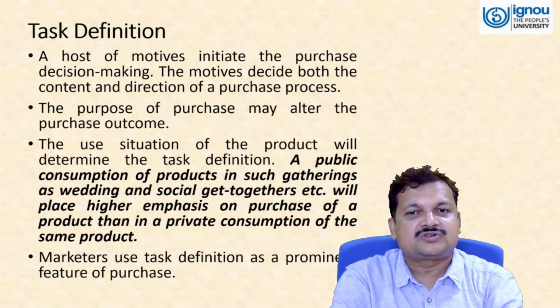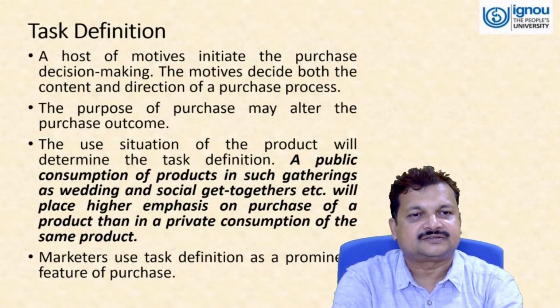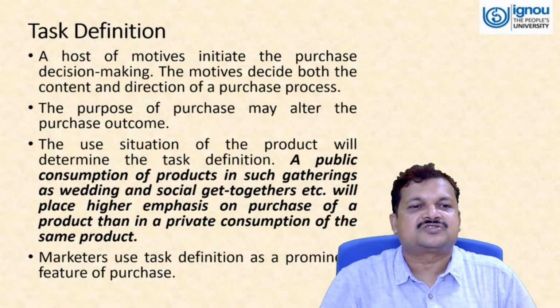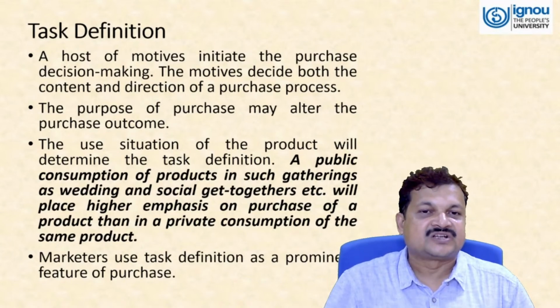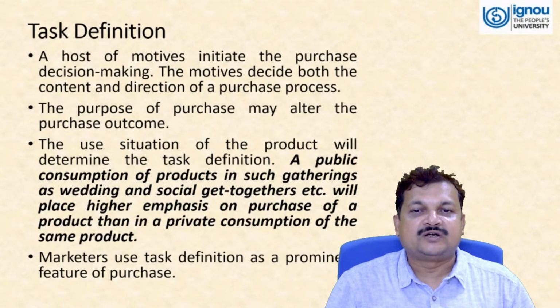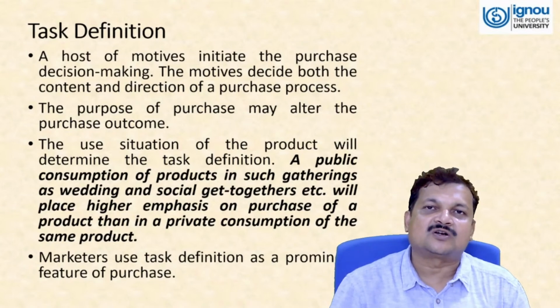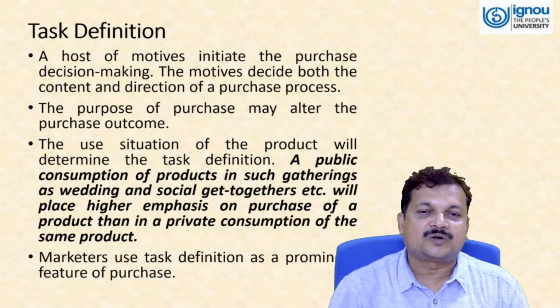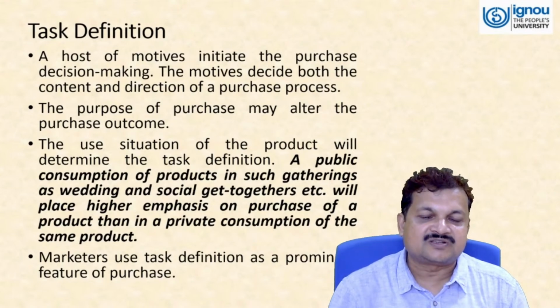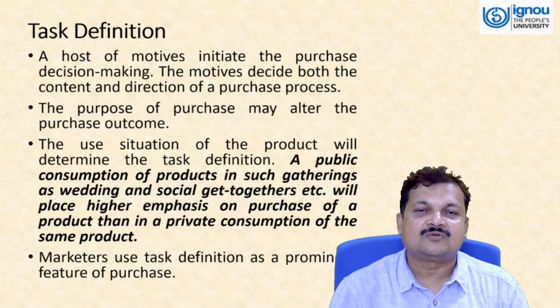The use situation of the product will determine the task definition. Public consumption of products in gatherings such as weddings and social get-togethers will place higher emphasis on the purchase of a product than private consumption of the same product. Sometimes when we purchase products in public gatherings, or in a group or friend circle, we always try to select better products than when we go individually, because there is also a group fear. People think that as I belong to this particular social class, I should not select this kind of product.